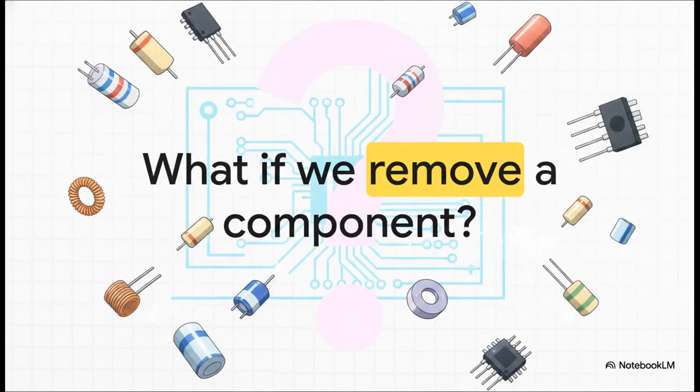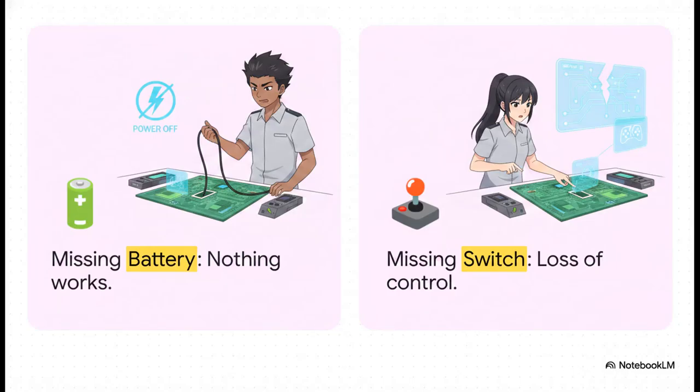Okay, let's test your true engineering comprehension with a final mission challenge. I'm going to start taking away pieces of our system. Before I reveal the answers, I want you to predict what happens if we completely remove certain parts of our circuit. Let's see if you got it right.